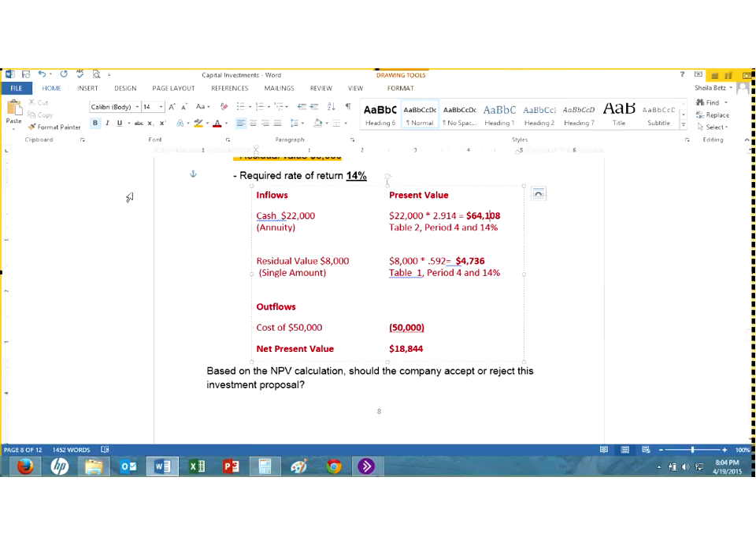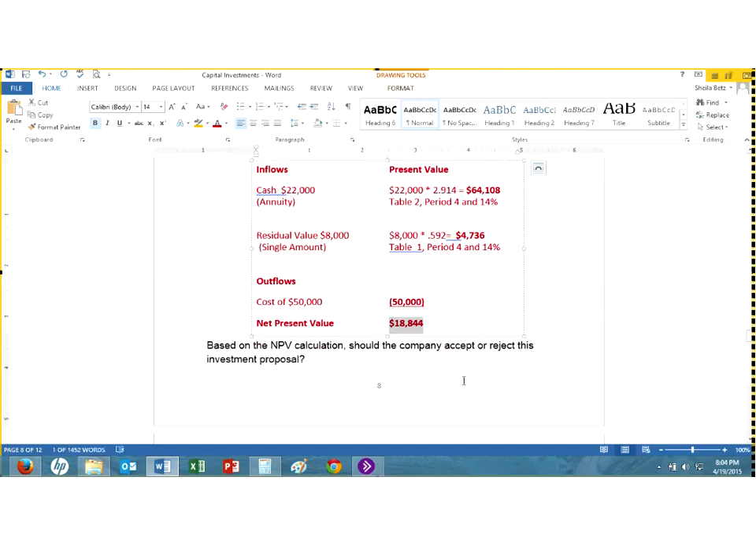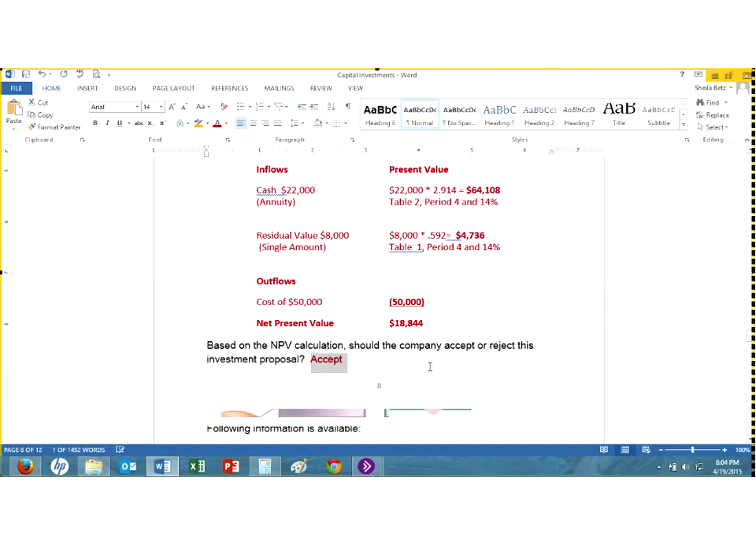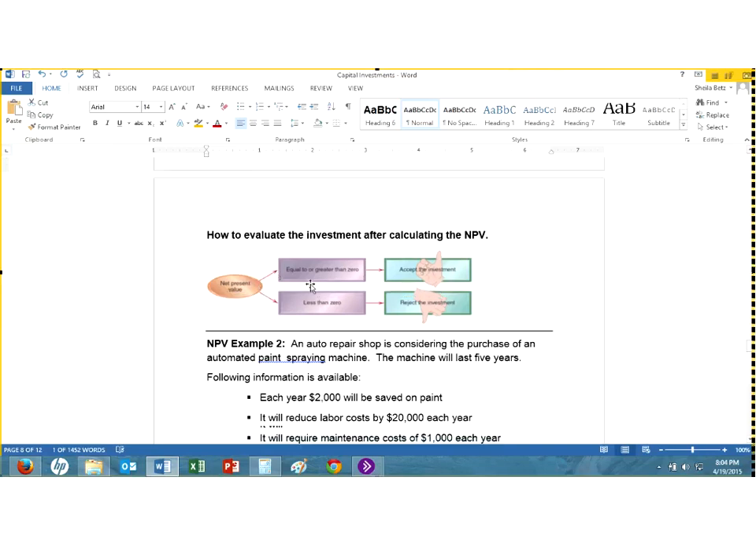So what does that $18,844 represent? That represents that in today's dollars, once we pay for the investment and look at the future money we're going to get, all of that in today's dollars, we would have a surplus of $18,844. So should the company accept or reject this proposal? Based on this, they should accept it. And I'm going to show you the rule of thumb. The rule of thumb is that if your net present value is equal to or greater than 0, you accept the investment. If it's less than 0, you reject.